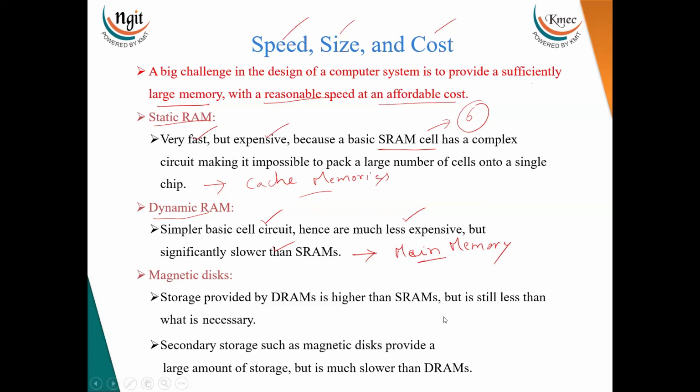A larger memory system is required. That's why we go for the magnetic disk, which is a secondary storage device. The storage of dynamic RAM is higher than SRAM, but it is still less than what is necessary. So secondary storage such as magnetic disks provides a large amount of storage. We are now going to study the hierarchy: how these different types of memories are connected to the system.